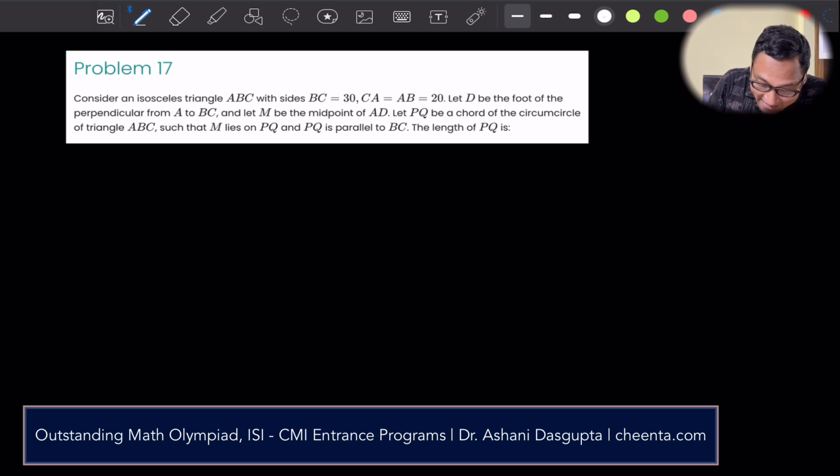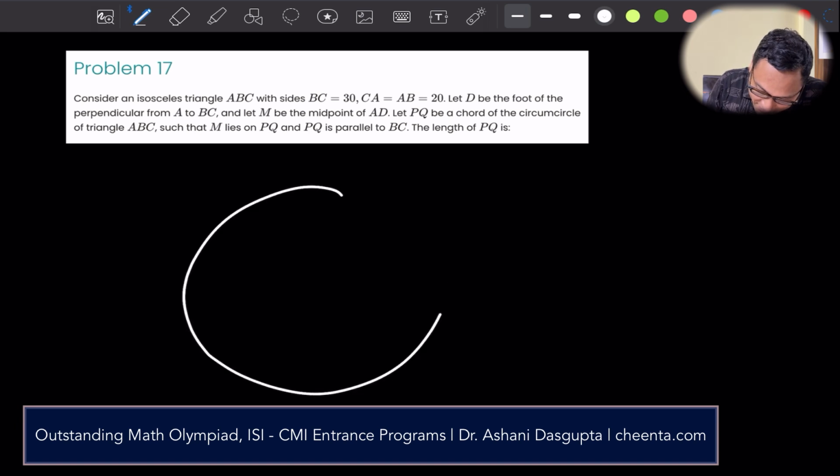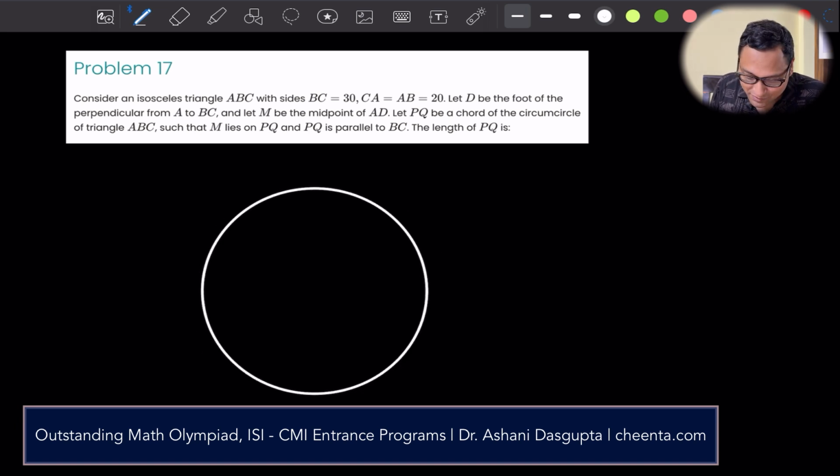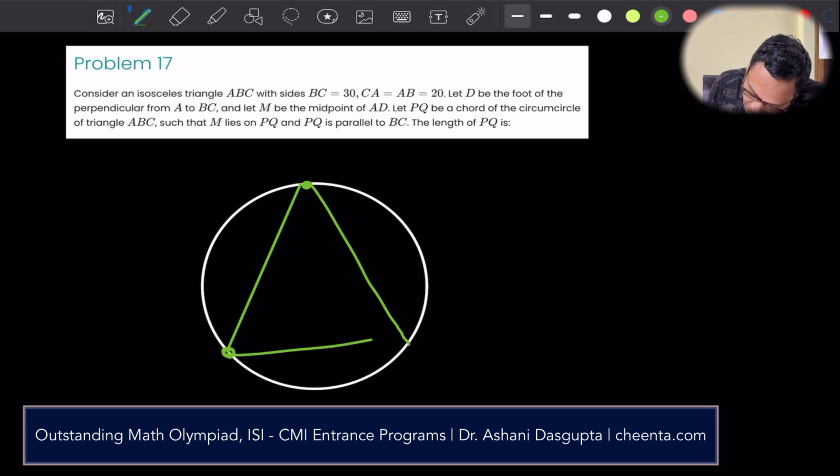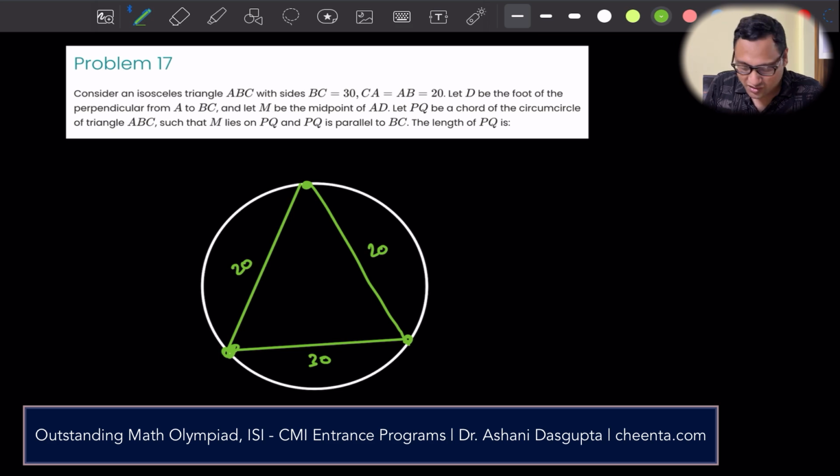Let me quickly draw a diagram. Let me first draw a circle, because I have done this problem before, so I know I have to draw a circle. What you do is you use an isosceles triangle like this, and it's given that this is 30, this is 20, this is 20. The picture is not very good. Of course, this is not larger than this by eye estimation, but let's pretend for the moment. So BC is 30, AB is 20, AC is 20. So it's an isosceles triangle.